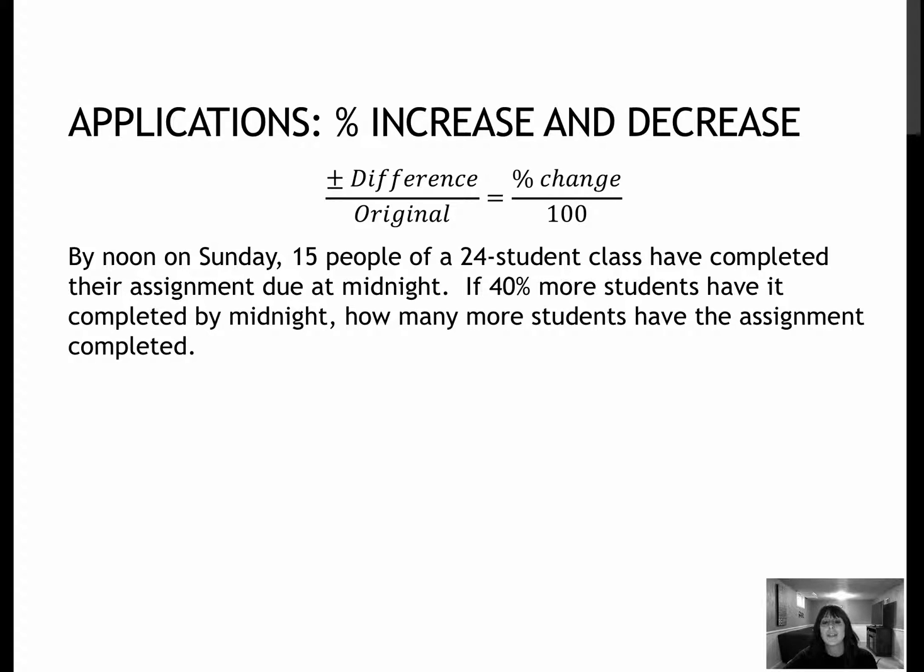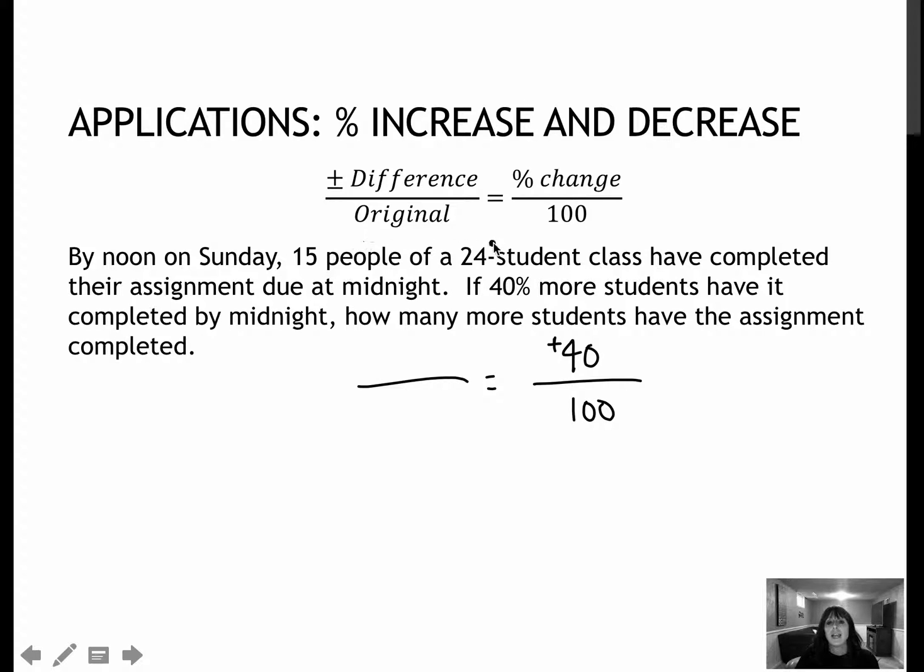By noon on Sunday, 15 people of a 24-person class have completed their assignment that is of course due at midnight. If 40% more students have completed it by midnight, how many more students have the assignment completed? So let's see what we know. I know that the percent is 40, so 40 will go over 100. So it's a percent change, a positive 40%.